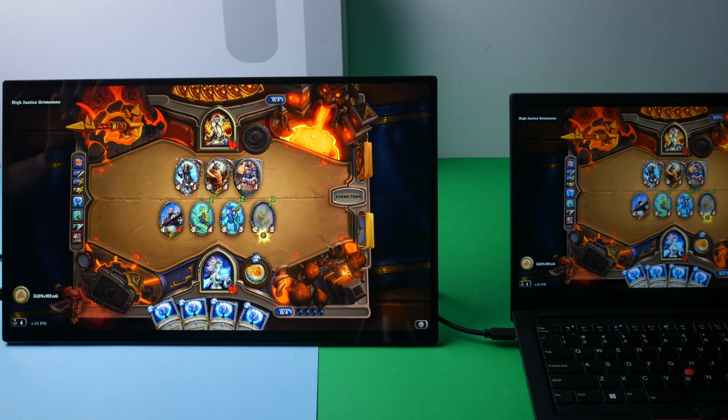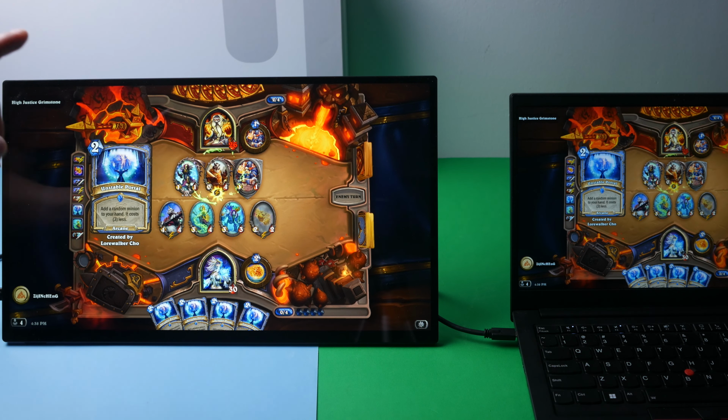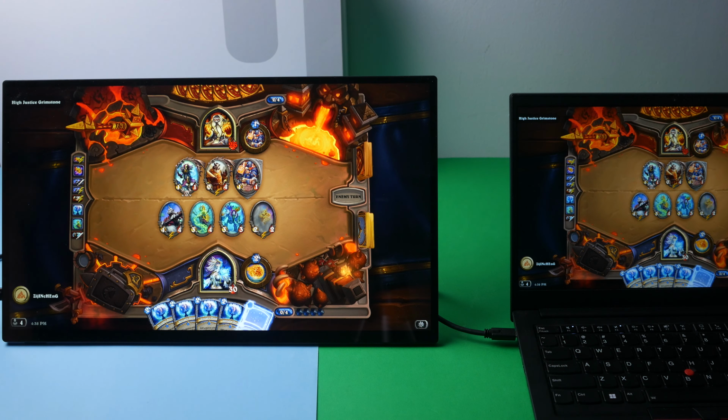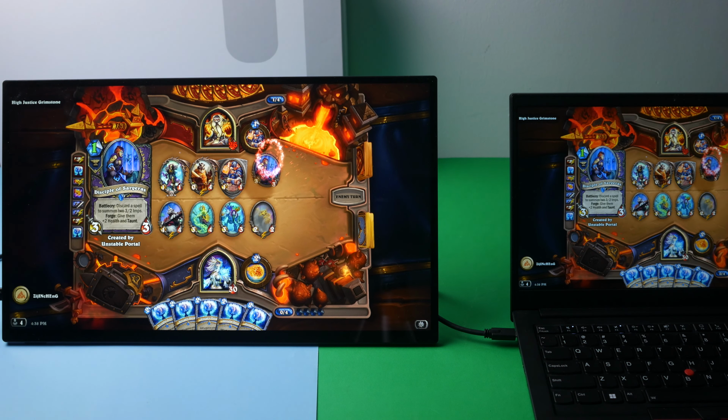So anyway, still very happy about this. I did confirm that the brightness of this display is 300 nits. So there is that. Let me know what you think in the comments down below, and I'll see you guys in the next one.